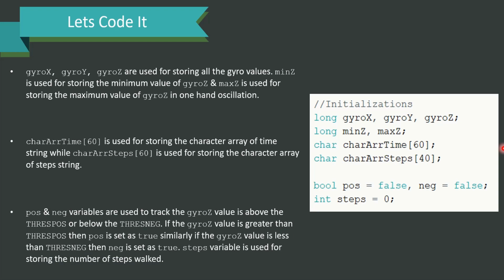If the Gyro Z value is greater than the thresh pass, then POS is set as true. Similarly, if the Gyro Z value is less than the thresh neg, then NEG is set as true. So we use POS and NEG effectively. Steps is a variable used for storing the number of steps walked.